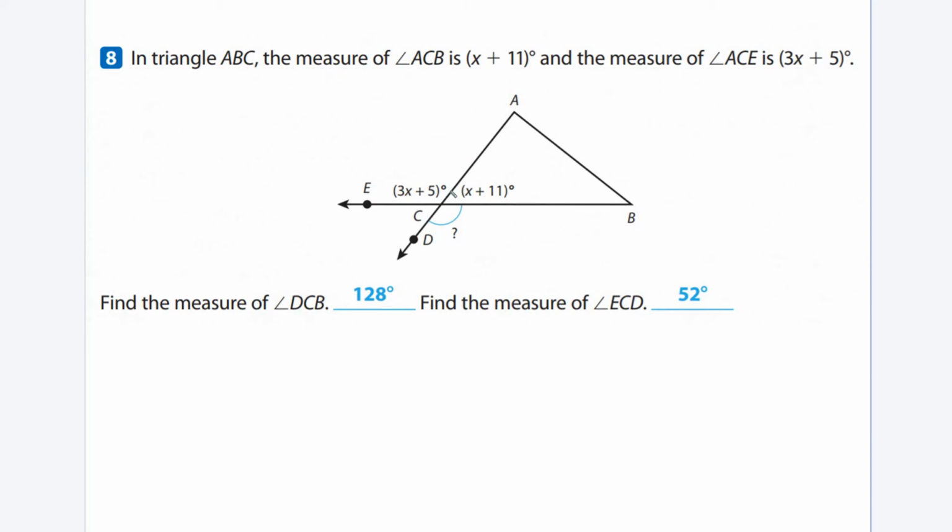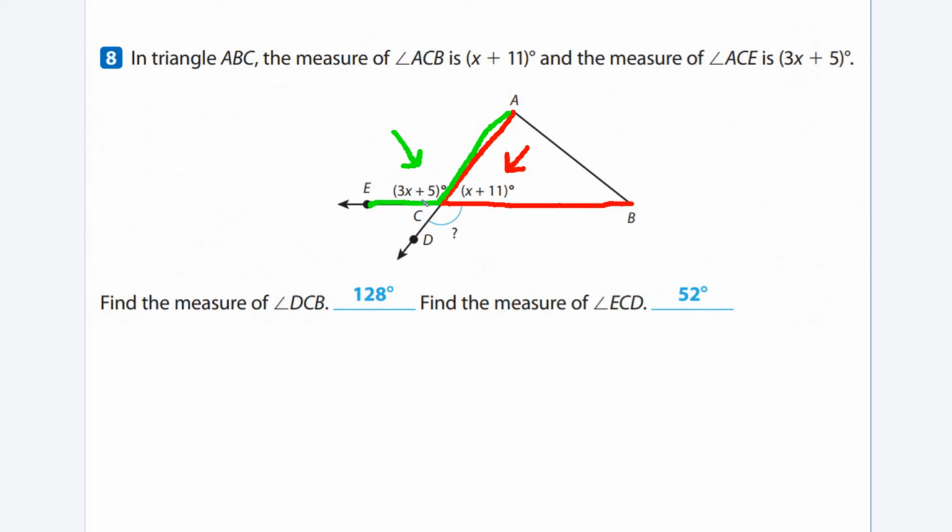In triangle ABC, there's triangle ABC. I almost went the other way, but ABC. All right. The measure of angle ACB is given right here, x plus 11. And if it wasn't given, it'd always be smart for you to draw the figure again and write that down. And the measure of angle ACE is 3x plus 5.